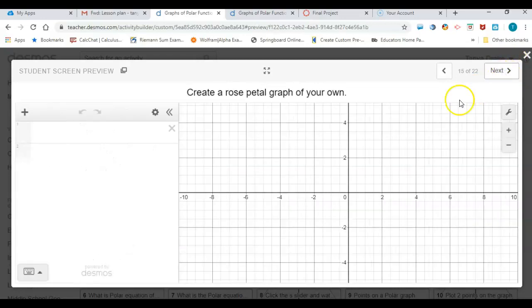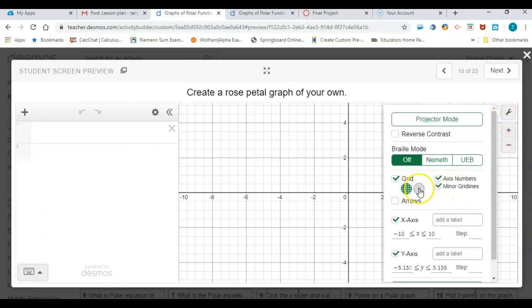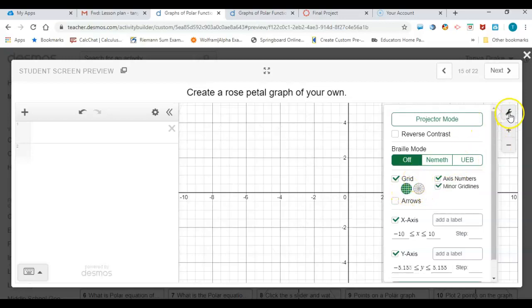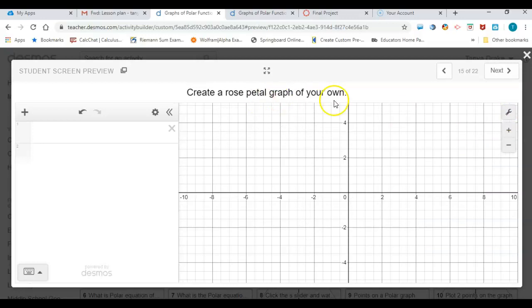Alright, so this time I want them to create their own. I want them to change it to a polar graph, so I'm going to leave it as a rectangular graph. And then I want them to create their own rose petal.